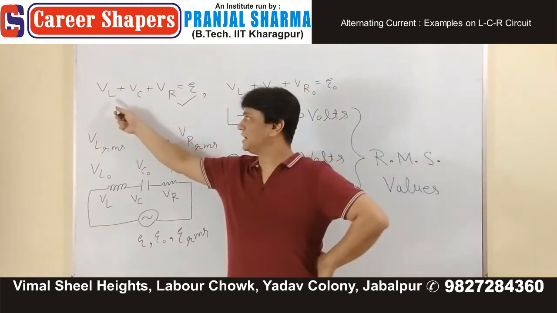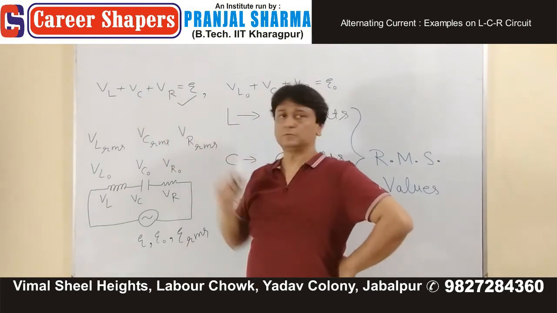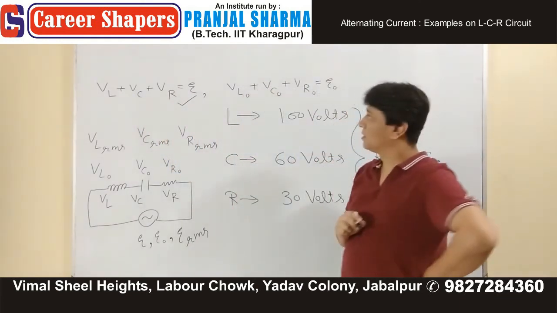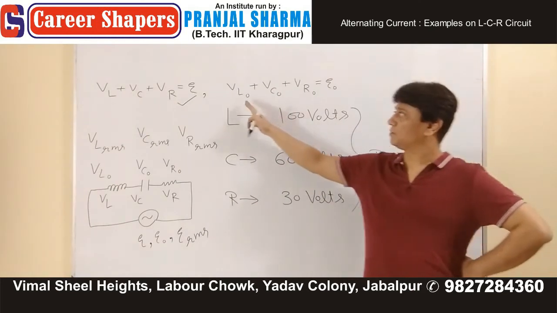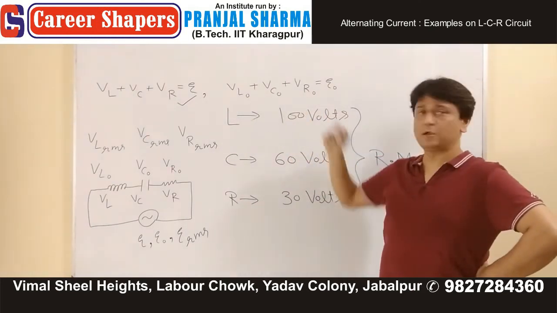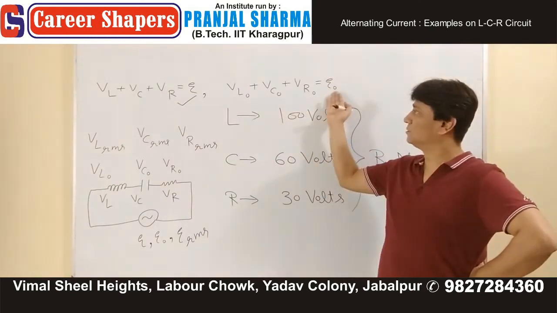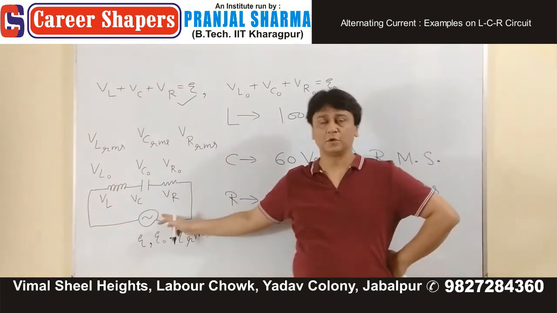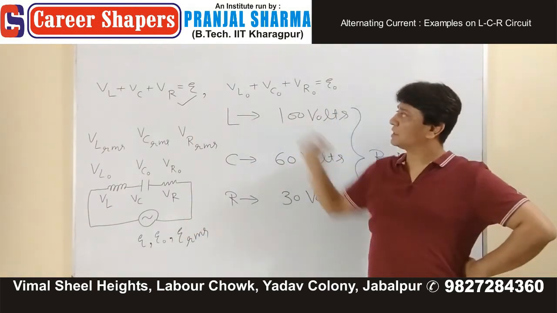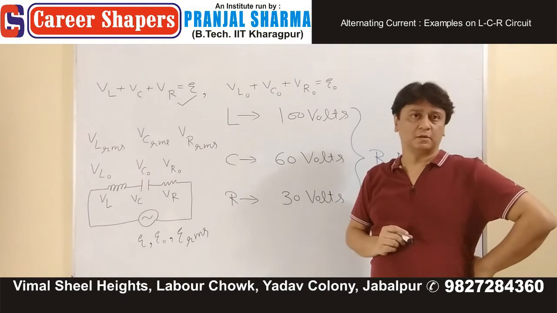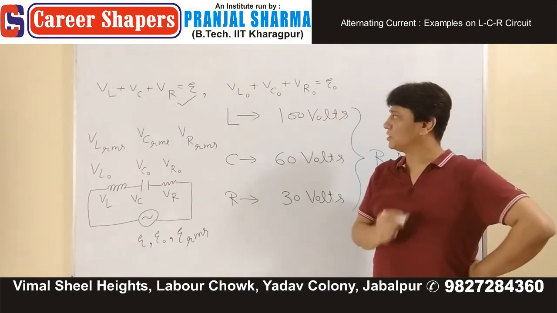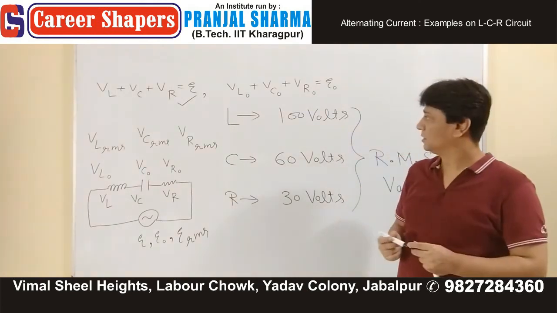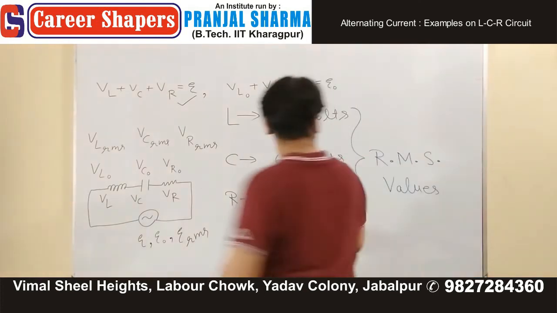Between the instantaneous values, we can write this. But can we say that we can directly add peak values and we'll get the peak of the source? Is this statement correct? What do you think? Yes or no? Write down in the comment box.